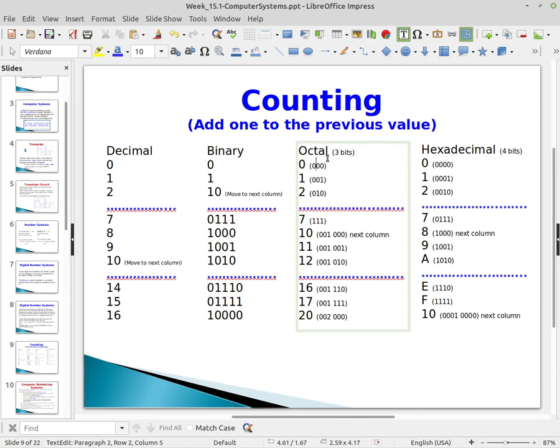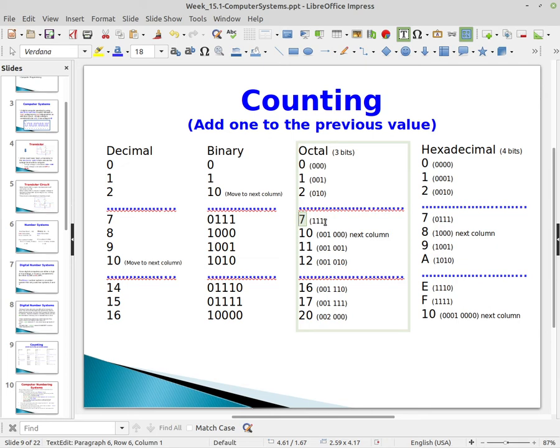But again, the nice thing about octal is it represents 3 bits in a string. So here 0 would be 3 zeros in bits. 1 would be 0, 0, and a 1 in the 1's column. All right, and so 2. Now when we get to 7, 7 is our last unique value in octal.